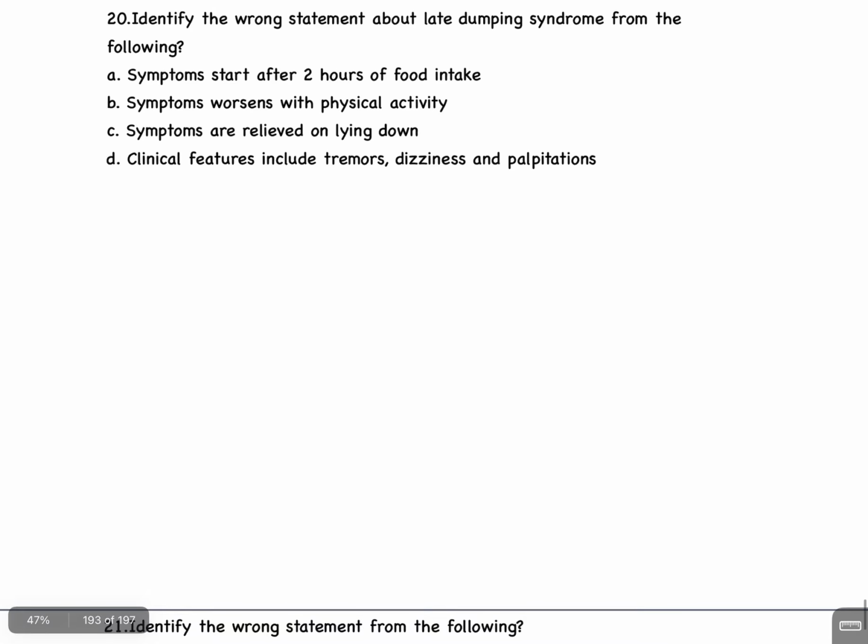Question number 20. Identify the wrong statement about late dumping syndrome from the following. A. Symptoms start after 2 hours of food intake. B. Symptoms worsen with physical activity. C. Symptoms are relieved on lying down. D. Clinical features include tremors, dizziness and palpitations. इसका आंसर है C. Symptoms are relieved on lying down.